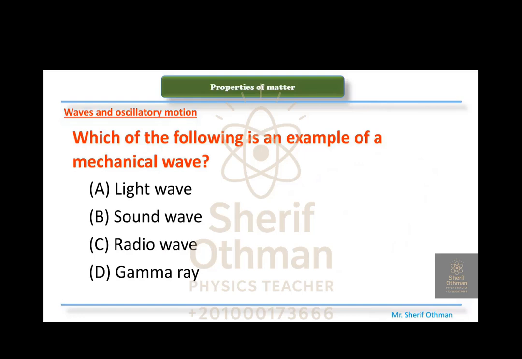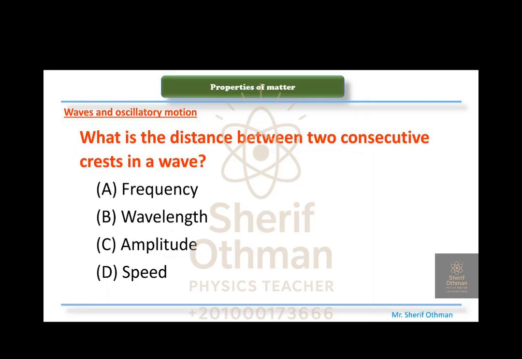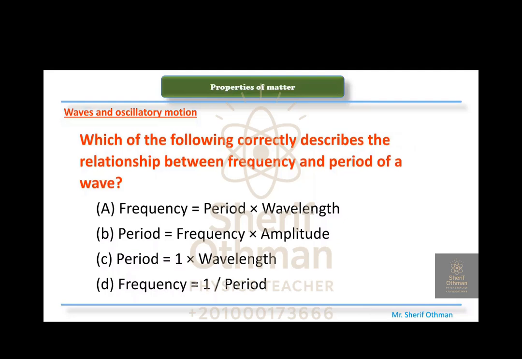Which of the following is an example of a mechanical wave, guys? Sound wave, because it depends on the medium particles. What is the distance between two consecutive crests in a wave? It is a wavelength. Two similar points have the same phase. Which of the following correctly describes the relation between frequency and periodic time? Frequency and periodic time are inversely proportional. So the frequency is equal to 1 over the periodic time.